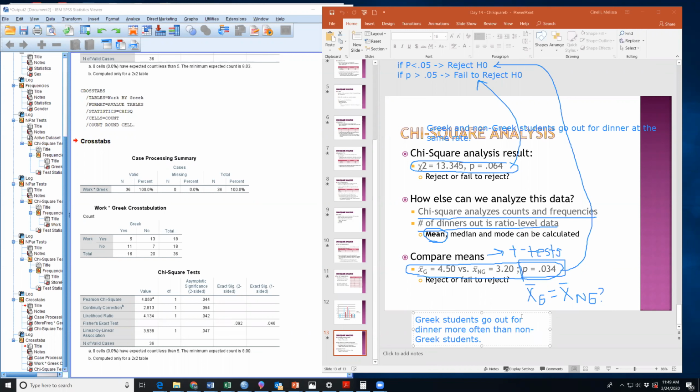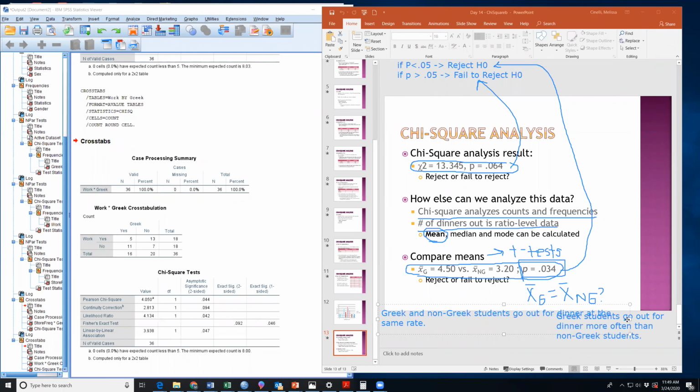So same exact data set, two different tests. One test is concluding that Greek and non-Greek students go out for dinner at the same rate. The other test is concluding Greek students go out for dinner more often than non-Greek students.